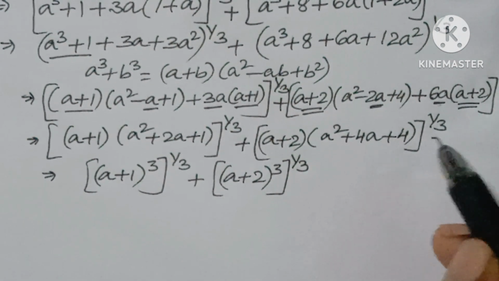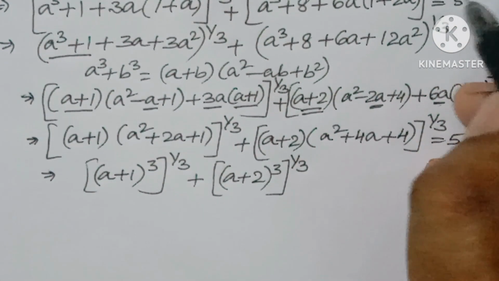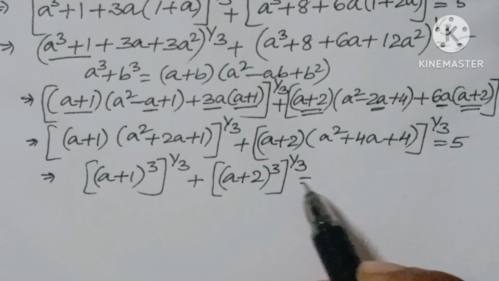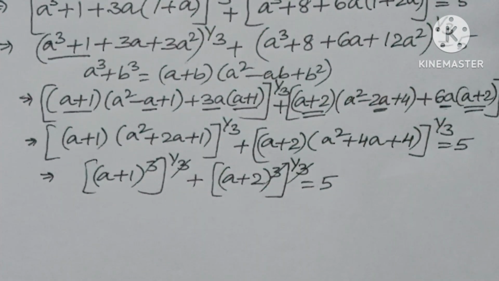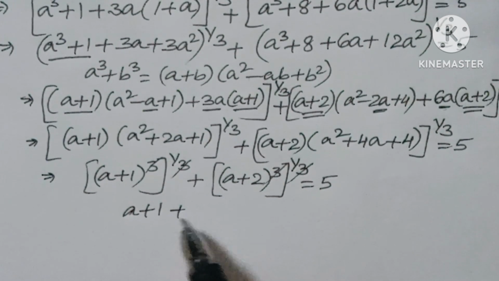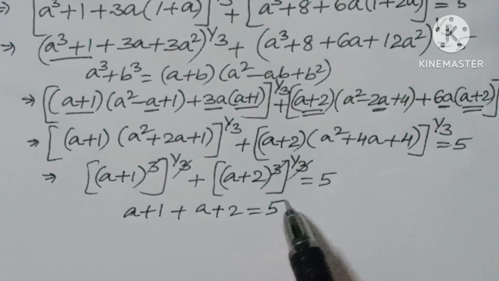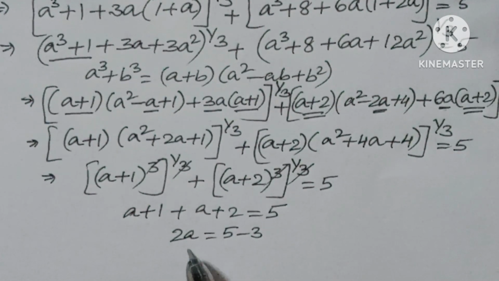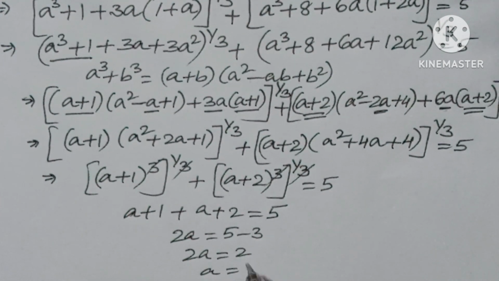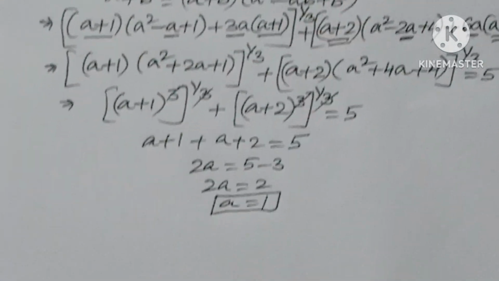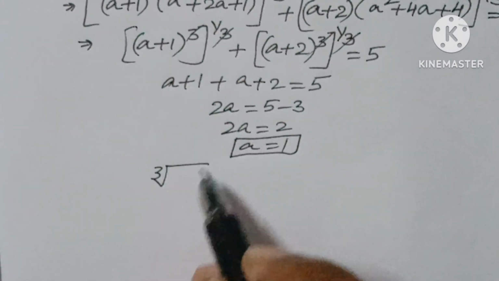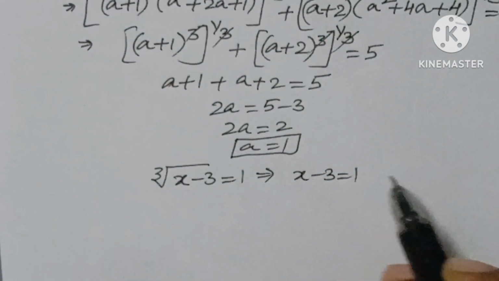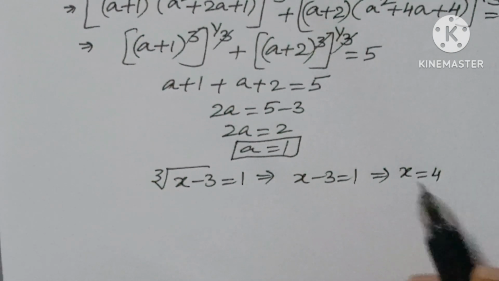Is equal to 5. I forgot to write equal to 5 here. Now cube and cube root get cancelled. a plus 1 plus a plus 2 is equal to 5. 2a is equal to 5 minus 3, 2a is equal to 2, a value is 1. So what is a here? We have taken a as cube root of x minus 3 is equal to 1. That implies x minus 3 is equal to 1, which implies x is equal to 4.